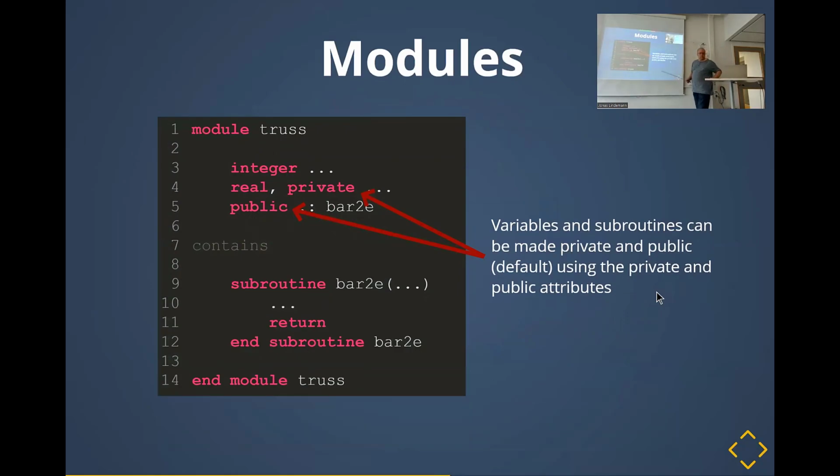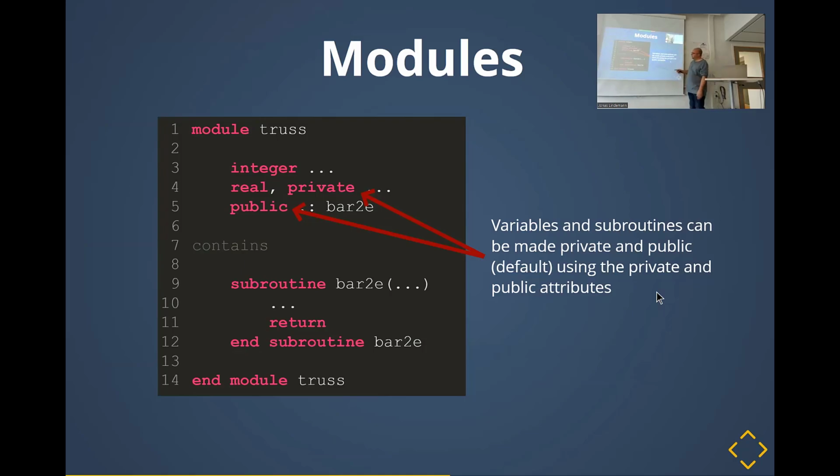You can also declare variables as private or public. By default, every variable in a module is public. You don't have to declare that. But if you want to hide implementation detail, you don't want some user of a module to change or rely on a variable inside the module, you can put private here as an attribute. And then it's not possible to access that from outside.